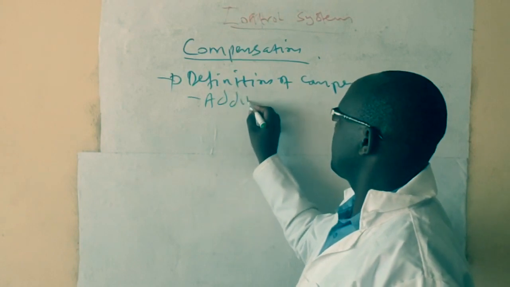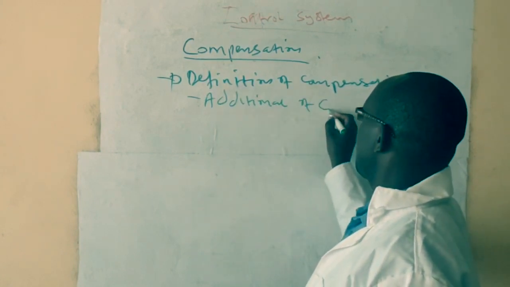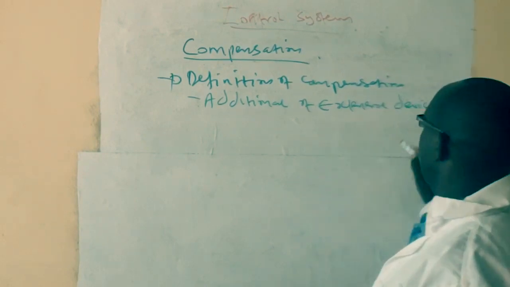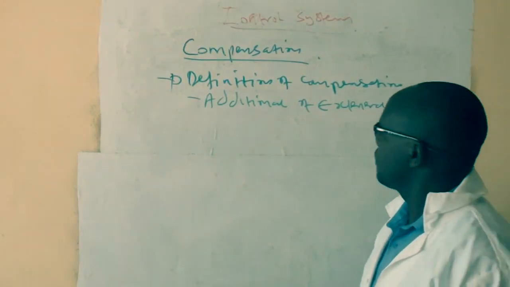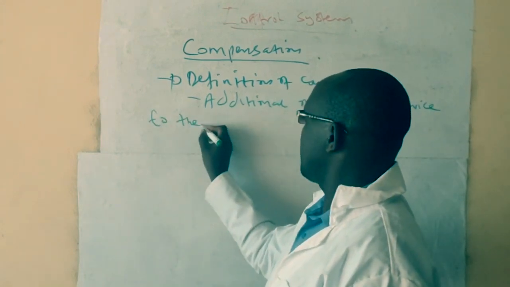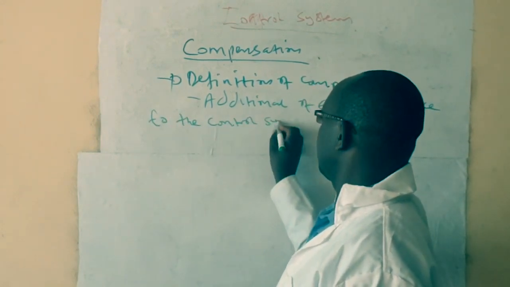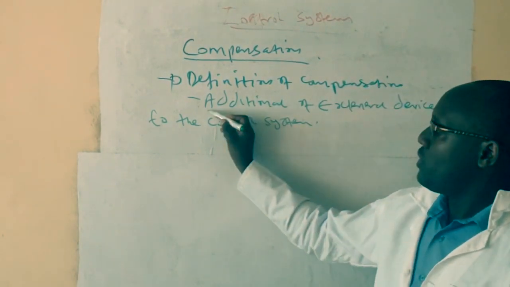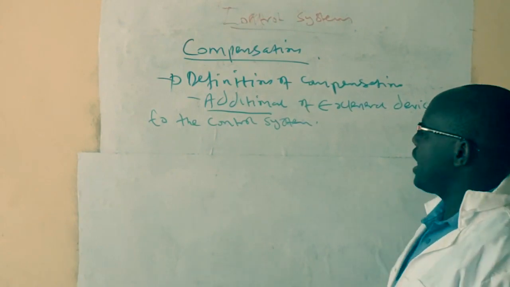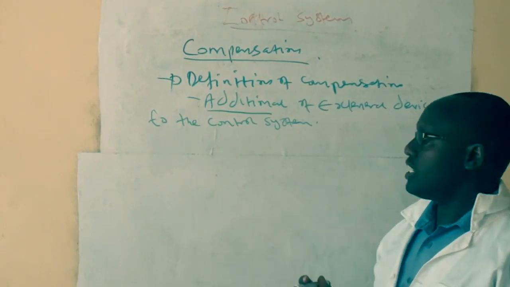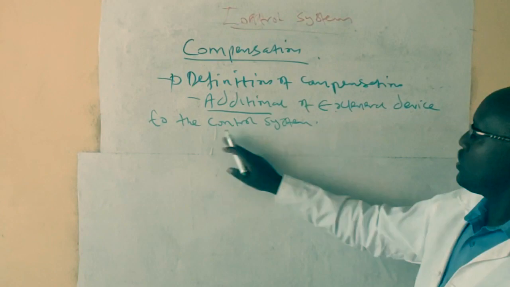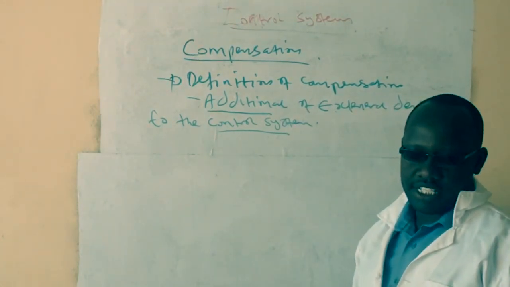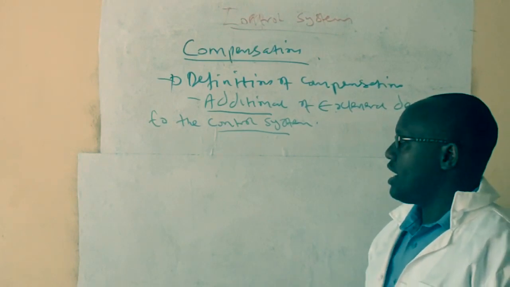Additional of external device to the control system. So what we mean by compensations is that we are adding, or introducing, an external device to the control system. So it is the addition of the external device to the control systems.